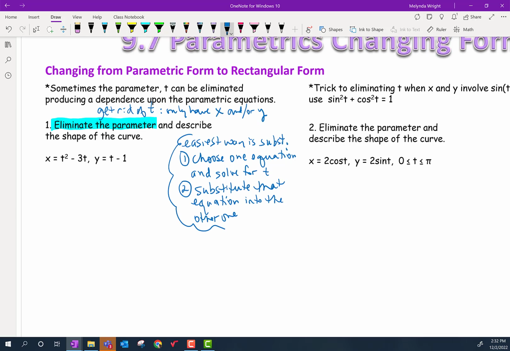So these are our steps for eliminating the parameter for non-trig functions. This is for just things with t's and x's and y's. No trig. Okay? That's what we do. This is the easiest way, and we're going to do those steps. Okay, so let's do that.